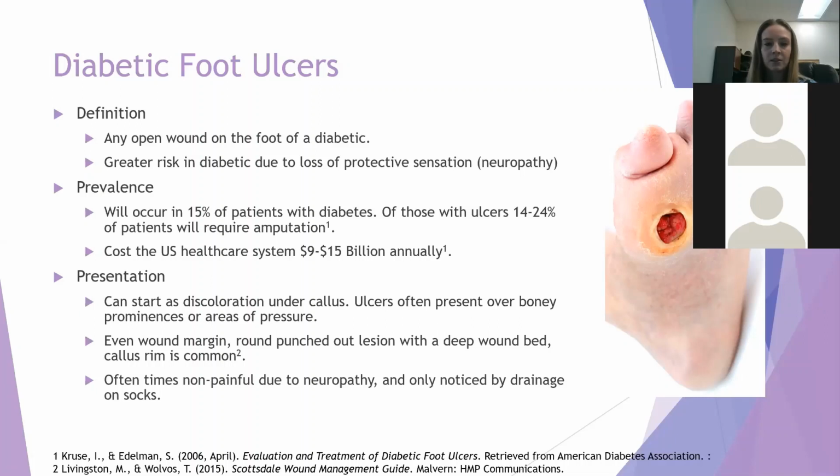They can start as a discoloration under a callus. They're often present over bony prominences or areas of increased pressure. They tend to have an even wound margin with a round, punched-out lesion with a deep wound bed. Callus rim is common. Oftentimes they are non-painful due to the neuropathy, and some people only notice them by the drainage on their socks.